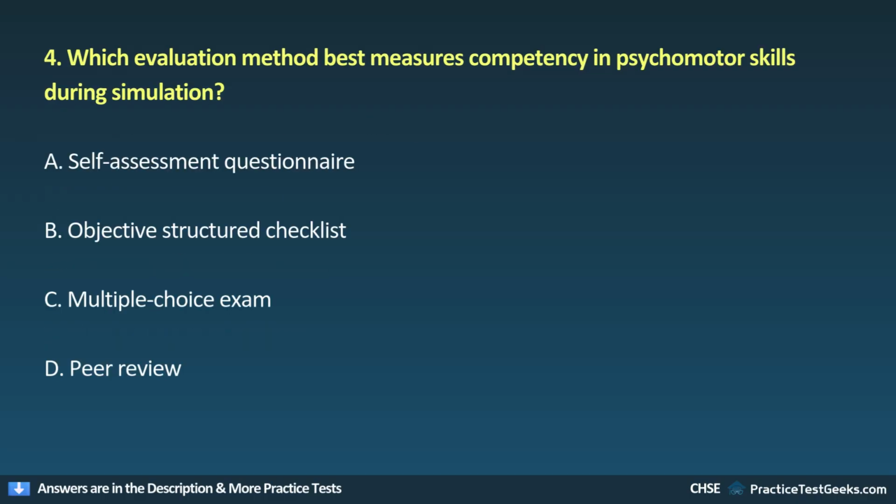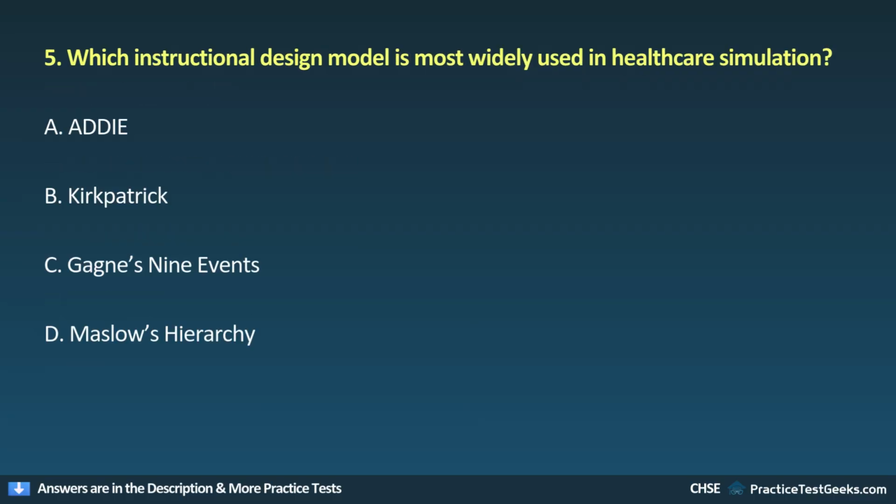4. Which evaluation method best measures competency in psychomotor skills during simulation? A. Self-assessment questionnaire. B. Objective, structured checklist. C. Multiple choice exam. D. Peer review.